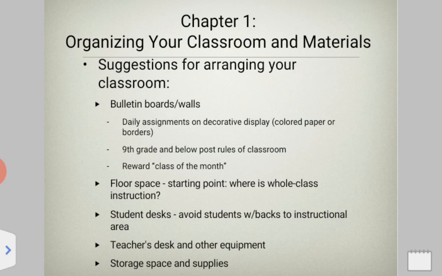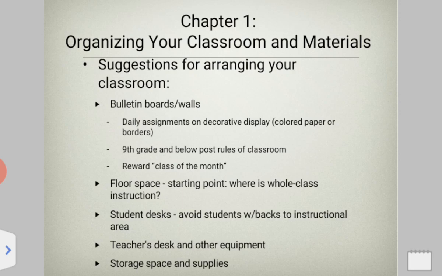Here it says, for example, ninth grade and below, post rules of the classroom. Why ninth grade and below? Because in 10th and 11th and other grades, depending on the country, right, it's going to be more of a higher level thing, and I don't think they will be into designing the rules. They are a little bit more mature, and the information in terms of the rules or norms is going to be easily understood, right?